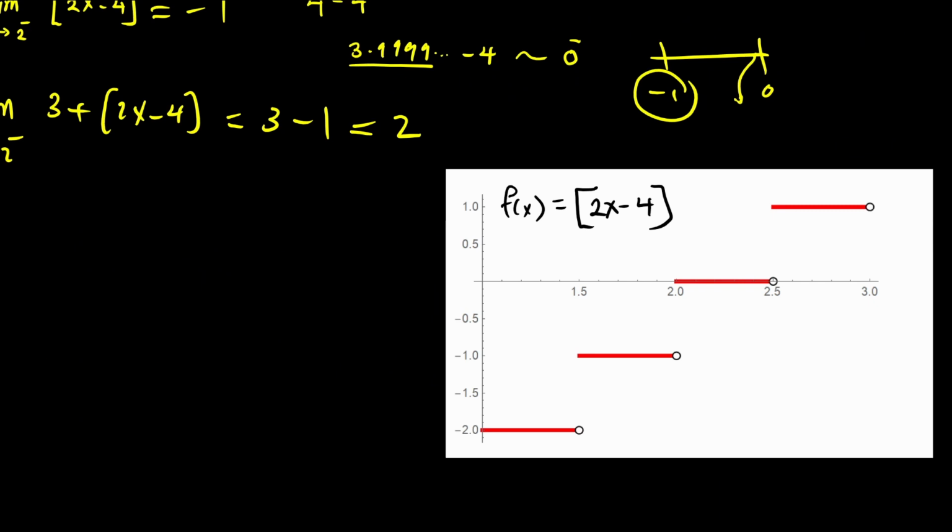And this is just a graph of the greatest integer of 2x minus 4. As you can see, if you approach 2 from this side, from the left, then the function will sustain its value of minus 1 as you approach 2 from the left.